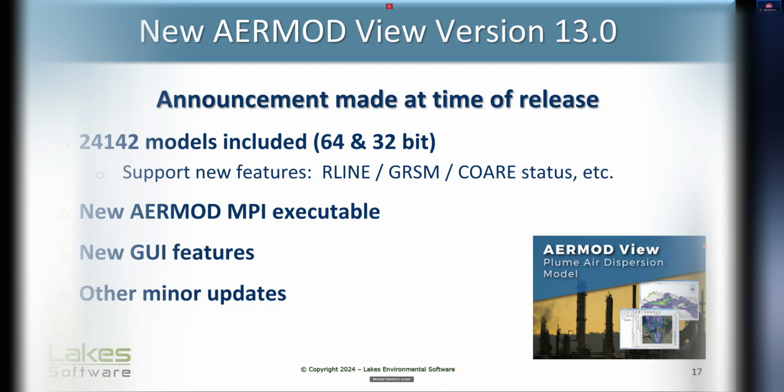We'll also be including a new version of the AERMOD MPI executable, as well as an update to the AERMAP MPI executable. Those are both parallelized versions of the AERMOD and AERMAP models, respectively, and they can be used on up to 8 processors. Other additional GUI features and minor updates will also be documented at the time of release. So we look forward to getting that out to you as soon as possible.